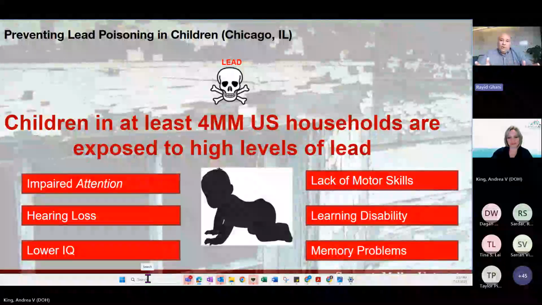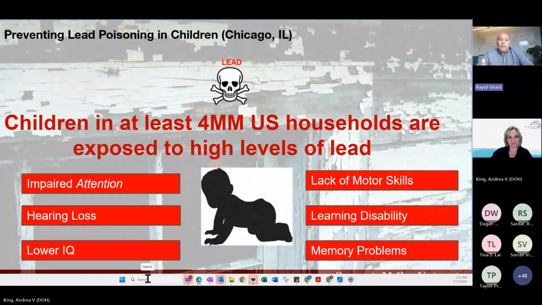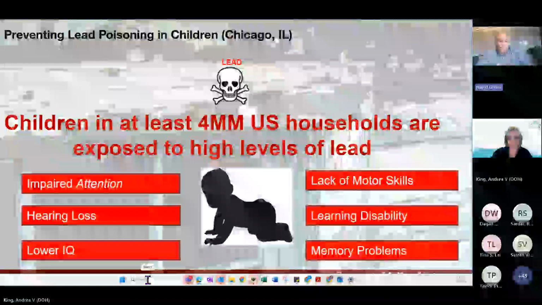The way Chicago would do it is they would test kids before they go to school. If they found a kid with elevated levels of lead in their blood, they would send an inspection team to their house to check for lead hazards. And guess what? 95% of the time, they found lead hazards, because how else would the kid get lead poisoning? Then they would figure out how to remediate that. The problem is that lead poisoning effects are not reversible, so it's too late.